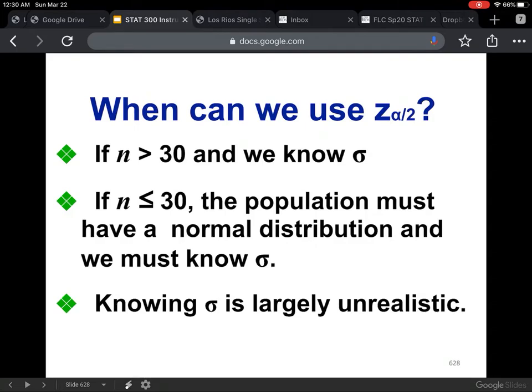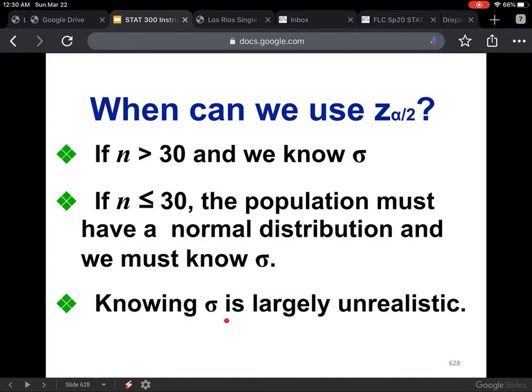So when can we use this critical value? We can use it when we have a sample that's greater than 30, or if it's less than or equal to 30, we have to be confident that the population has a normal distribution. And sigma must be known, the population standard deviation. Now, as I've mentioned before, knowing sigma is largely unrealistic, right? It's unrealistic.